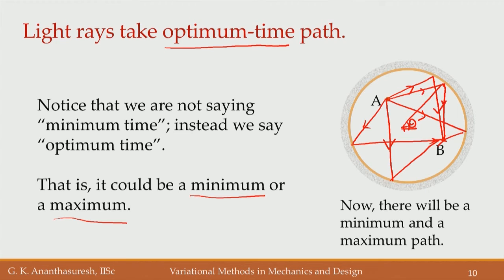So, if you vary that angle theta and get the time to go from here to here to here, then you minimize it, you will find that not only a minimum exists, there is also a maximum. So, light rays actually take an optimum time path. That was the correction made to Fermat's conjecture. They do not always take the least time path, they take the optimum time path. Sometimes it is a maximum, sometimes it is a minimum. That is something to bear in mind in this problem.